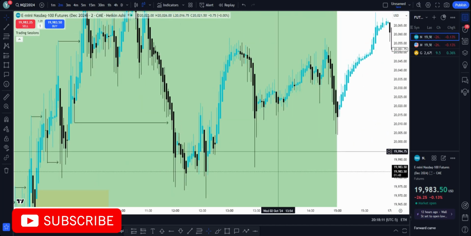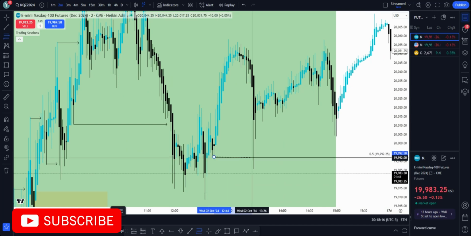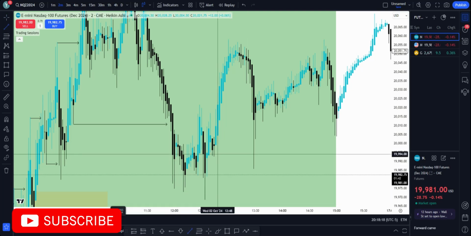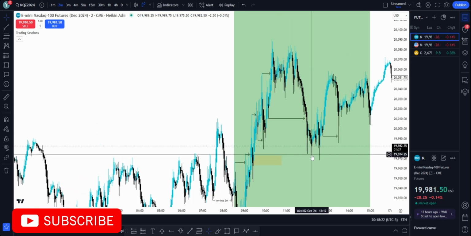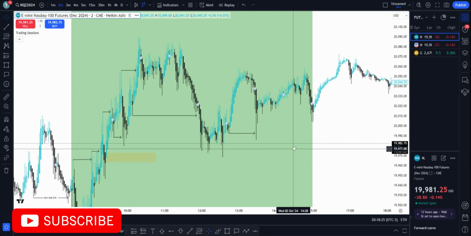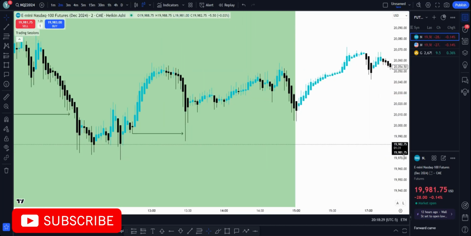Now this one. Oops, sorry, wrong tool. Okay, so this is what happened. This low was taken out right there. You can see the push down, then started playing back up there again.